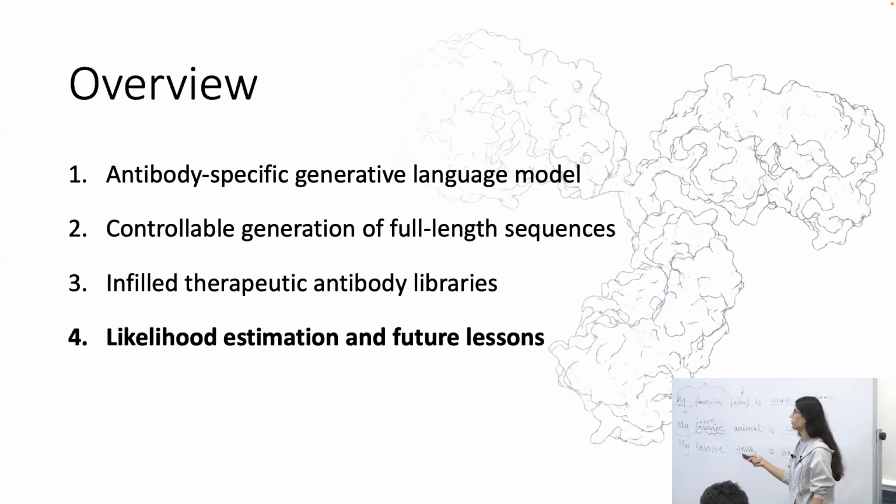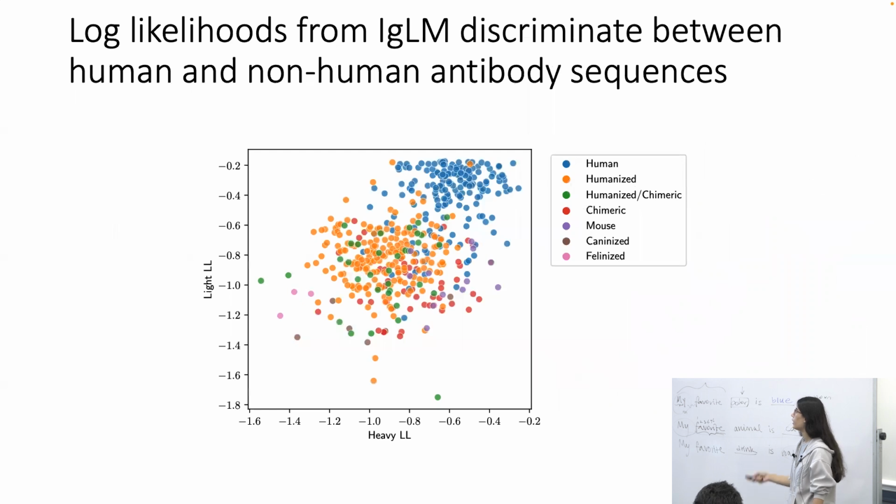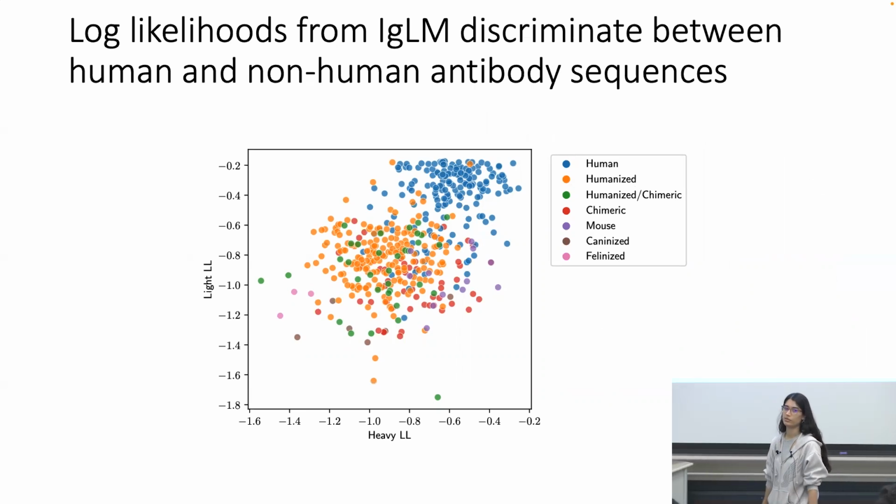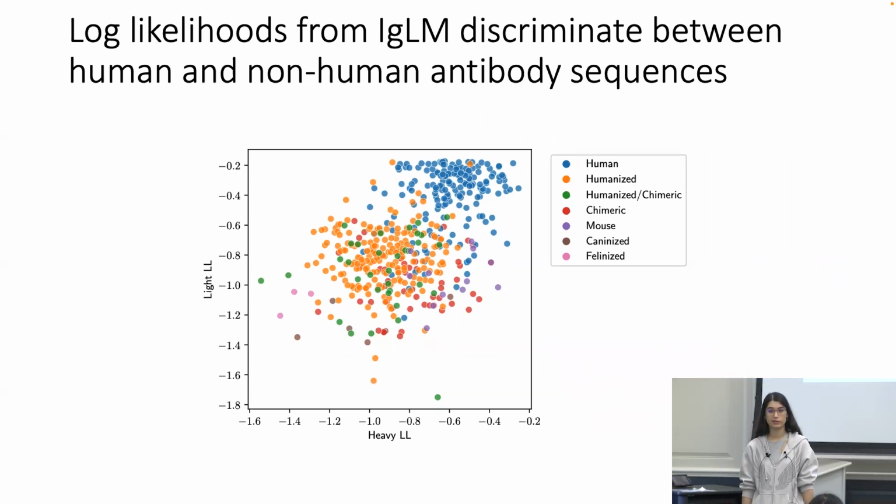Okay, so now let's talk about likelihood. So IgLM is able to calculate likelihoods based on sequences. The whole goal of this is to see, well, does it look like a human antibody, or does it look like a different species according to IgLM? Why do we care about sequences that look like human antibodies? Okay, it's less likely to be immunogenic, so maybe it doesn't have adverse effects.